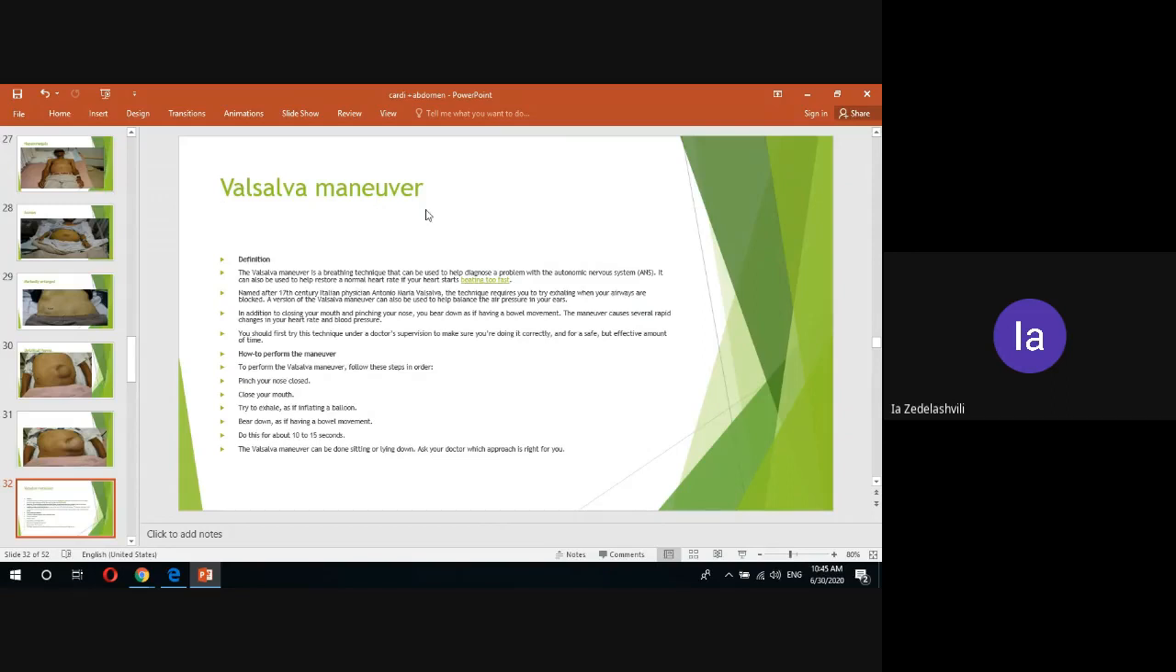So, Valsalva maneuver, the definition here is given for you for sure. The Valsalva maneuver is a breathing technique that can be used to help diagnose problems with the autonomic nervous system. It can also be used to help restore a normal heart rate if your heart starts beating too fast. Named after 17th century Italian physician Antonio Maria Valsalva, the technique requires you to try exhaling when your airways are blocked. A version of the Valsalva maneuver can also be used to help balance the air pressure in your ears.